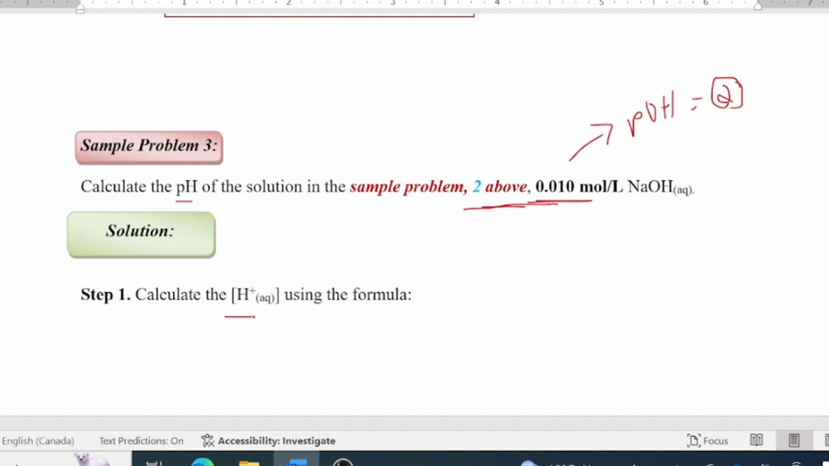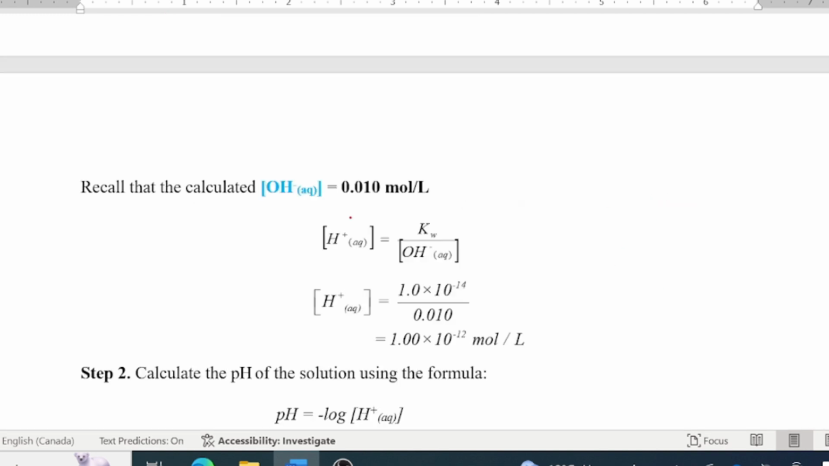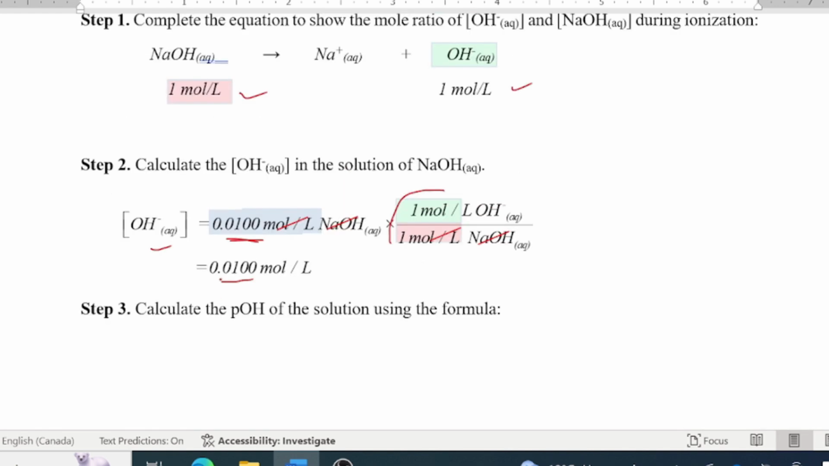Calculate the H plus using the formula. Remember, I told you, regardless if it's a neutral solution, an acidic solution, or a basic solution, there's some amount of hydrogen ion inside there and OH ions. So if I know one, I can know the other. In this case, I can calculate H because from this, I can calculate the OH. In the previous problem, we found that OH was equal to that. Go back again to the previous problem, the very problem there, the OH was found to be that.